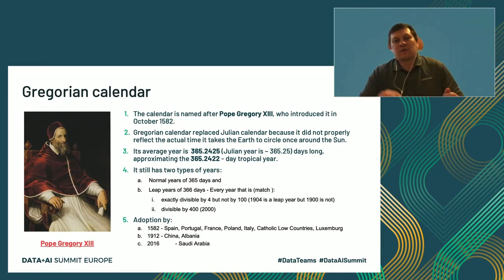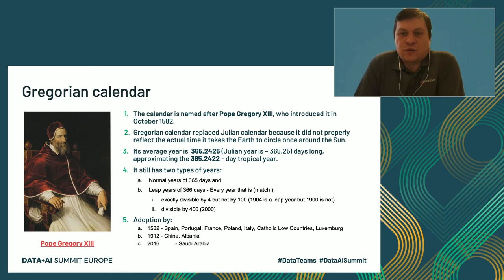Gregorian calendar. This calendar was introduced by Pope Gregory in October 1582, and it still has two types of years, but for leap years, those divisible by 100 and not by 400 are not leap years, in comparison to the Julian calendar. Because of this exception in the Gregorian calendar, it's slightly more precise than the Julian one. And it's adopted by many, many countries around the world.